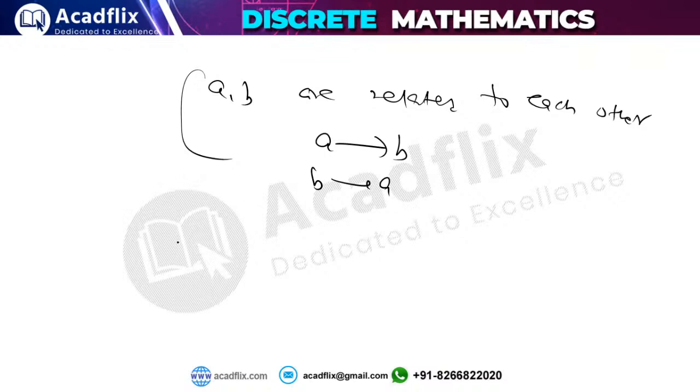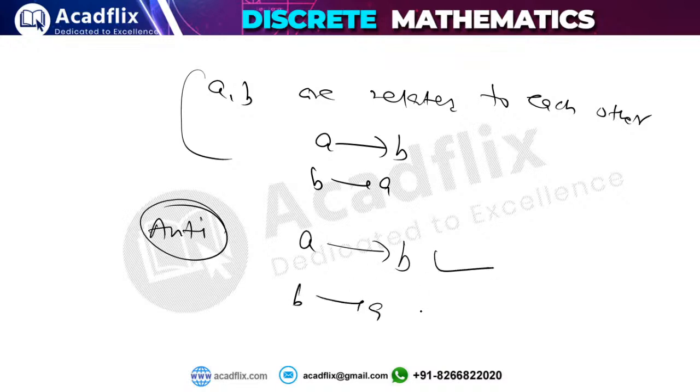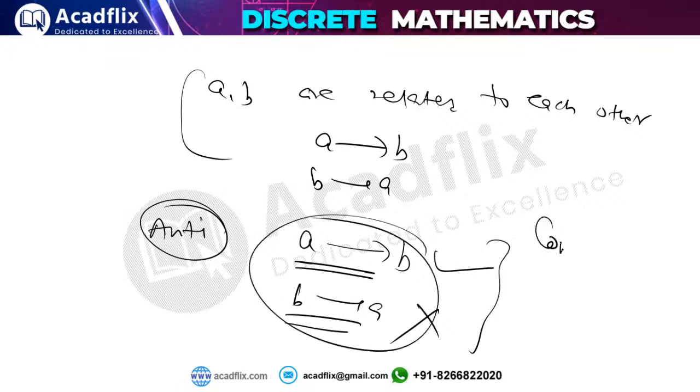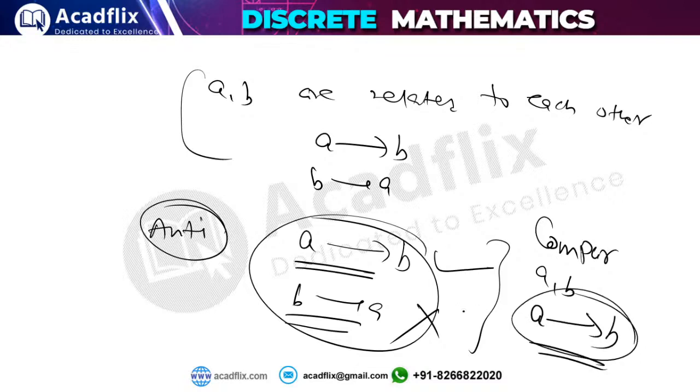But in a poset, because of the antisymmetry property, if you have two different elements A, B, then you cannot have both of them. If this is there, then this cannot be there. So we can say that A is related to B, we cannot say that B is related to A. So we will say that A is related to B, B is not related to A. This is how we will say. So this is called comparability. Two elements are comparable if and only if A is related to B.